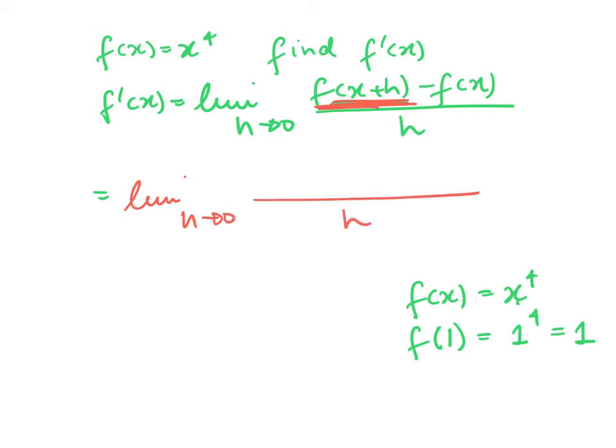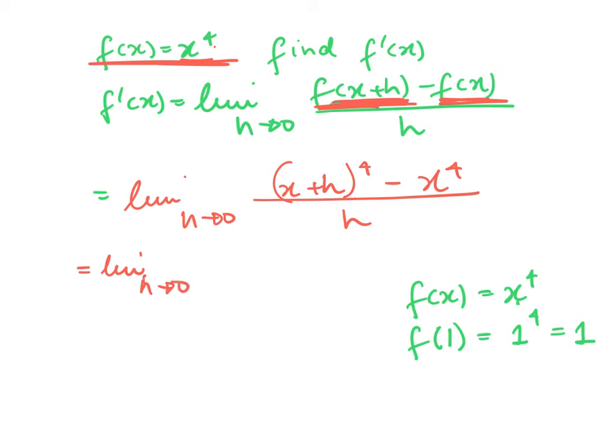So it says f of x plus h, where the limit is h approaching 0. It means using the same function, but instead of x to the power of 4, every time we come across x, that x will be replaced by x plus h. And we just have to remember, because it is to the power of 4, we put the power of 4 here. And then take away f of x, the original function, so x to the power of 4.